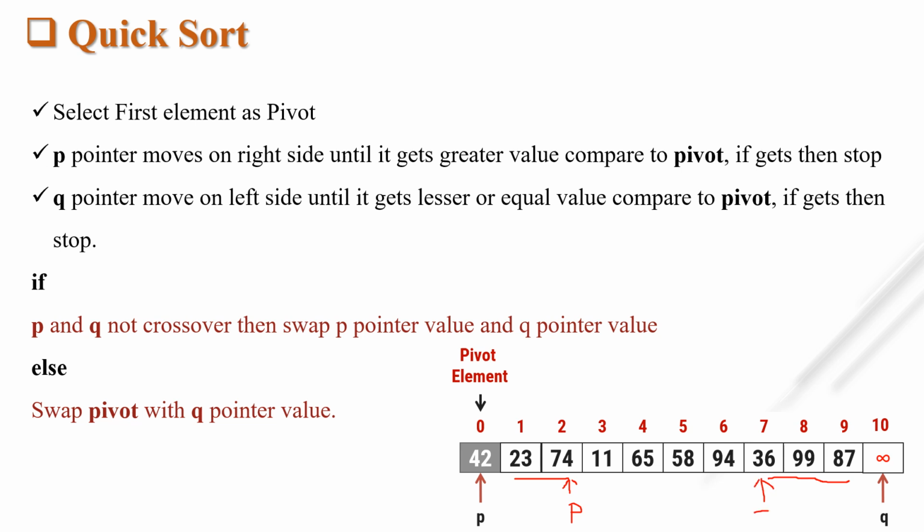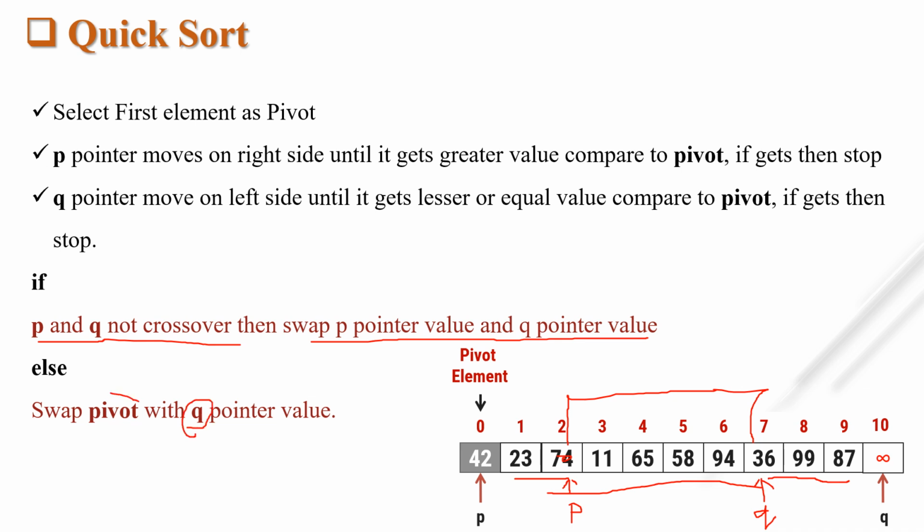Now if p and q do not cross over, then swap the p pointer value and the q pointer value. So we have to swap this 74 and 36. Instead of 36, 74 will be there, and instead of 74, 36 will be. Now what is crossover? While searching for an element lesser than the pivot, if q crosses over p or p crosses over q, then we have to swap the q pointer with the pivot pointer.